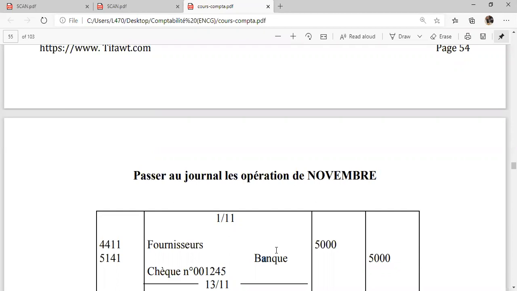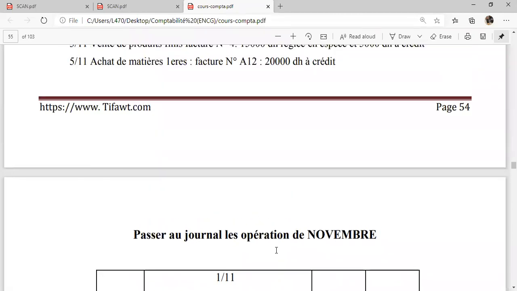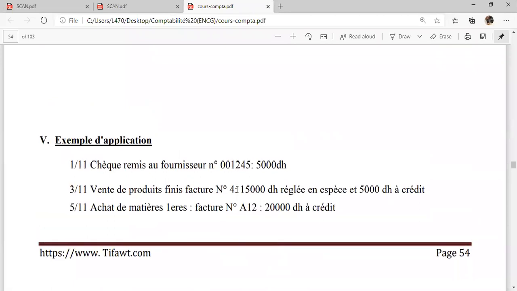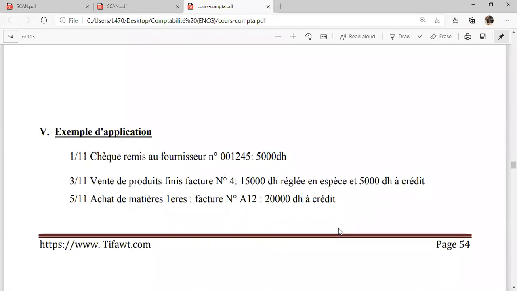Okay, let's pass on to the second one. So the second one says "vente de produits finis, facture". It's clear now. Okay, cool. So the second one says "vente de produits finis, facture" of a certain amount, "réglé en espèces" and of a certain amount "à crédit". So here we have three things involved.